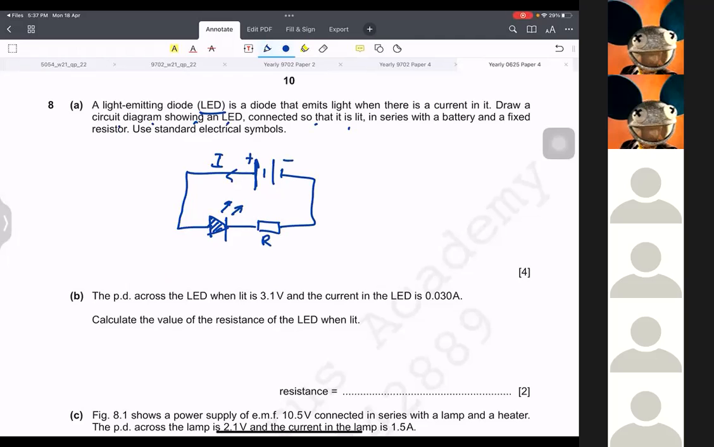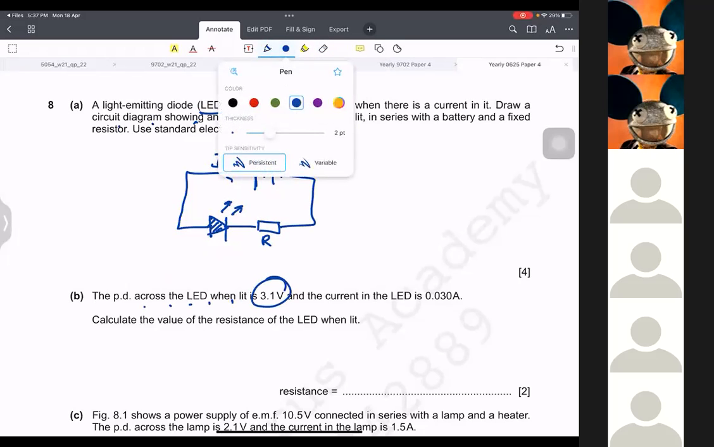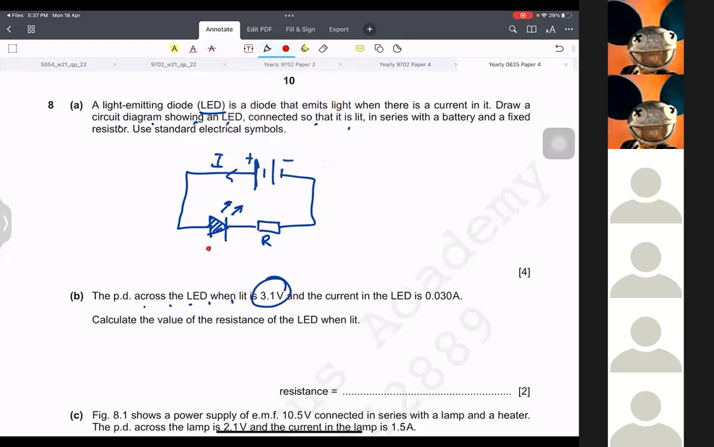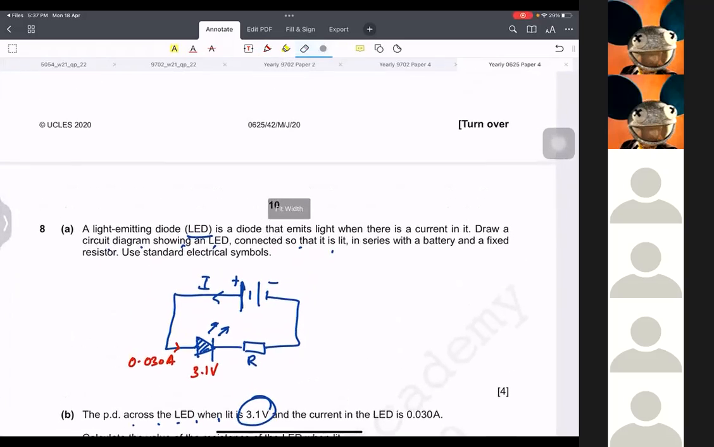Okay. Then it says the LED is lit when it is 3.1 volts. Okay, let me change the color because I don't want to mix it up. So it says this is 3.1 volts. And the current in the LED is 0.030 ampere. Calculate the value of resistance when the LED is lit. I don't know what the battery is, right? Do you know what the battery is? That is not fair.